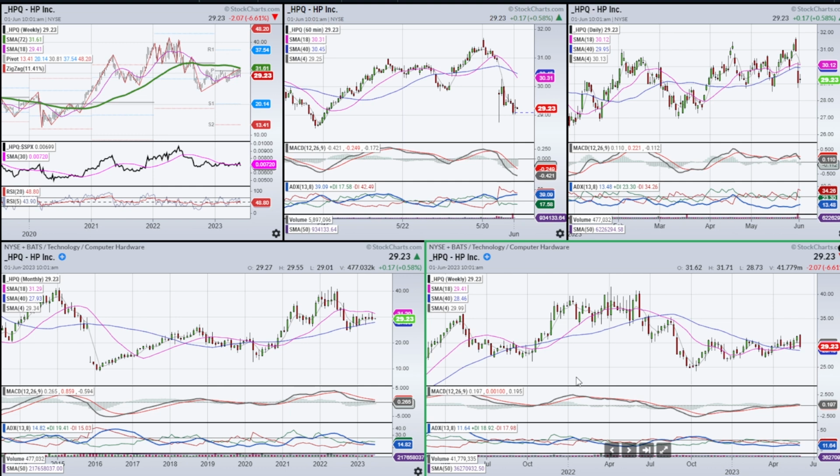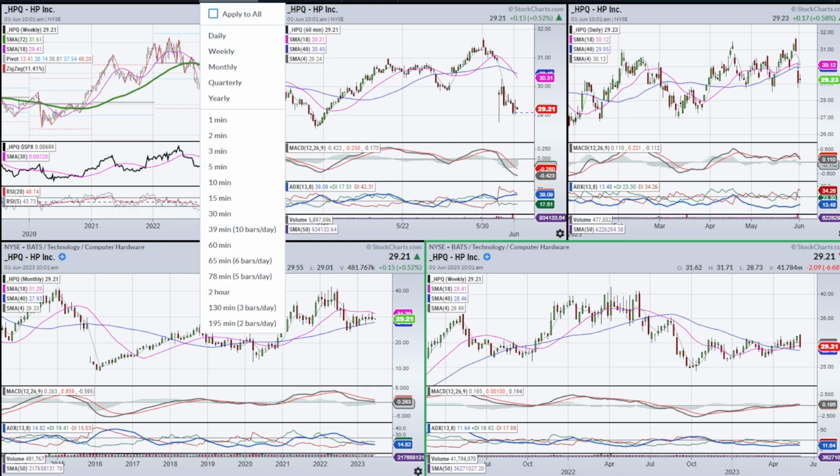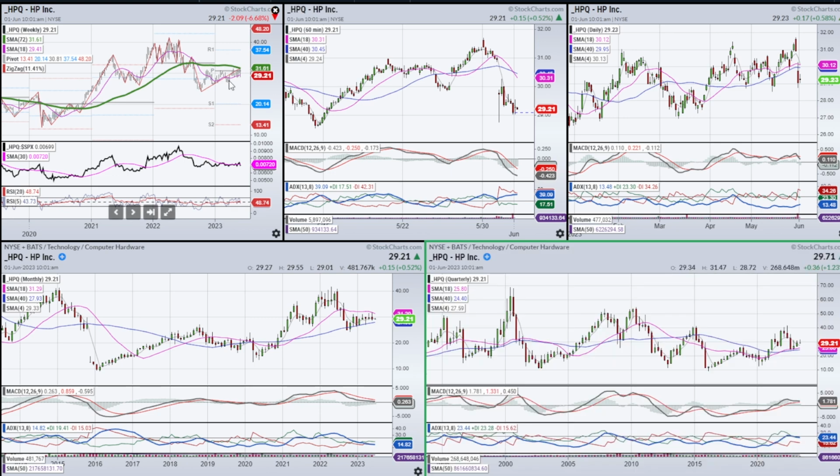HPQ. So, yeah, we have a declining 18-month. I know this is coming into the zero line. We have low ADX. Let me just take a look at the quarterly chart. It is coming into major support. I don't think there's much downside in this.